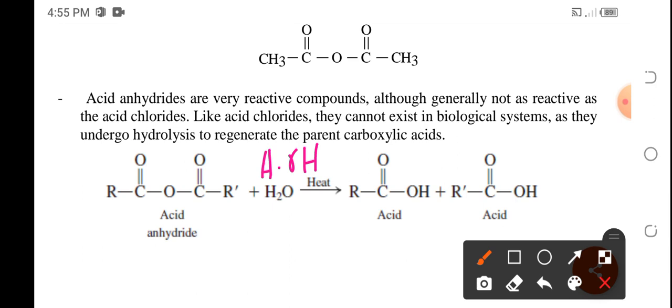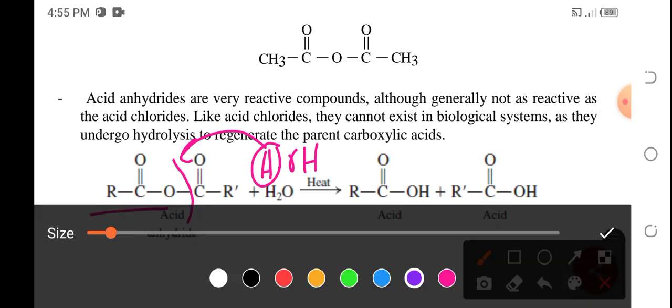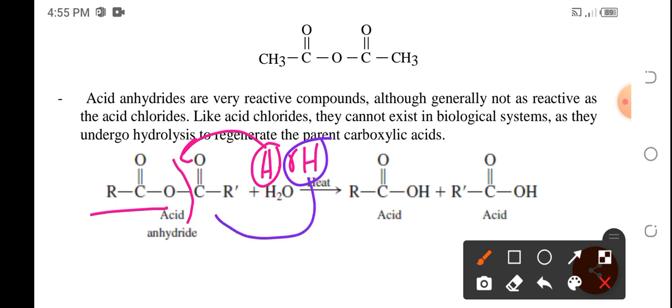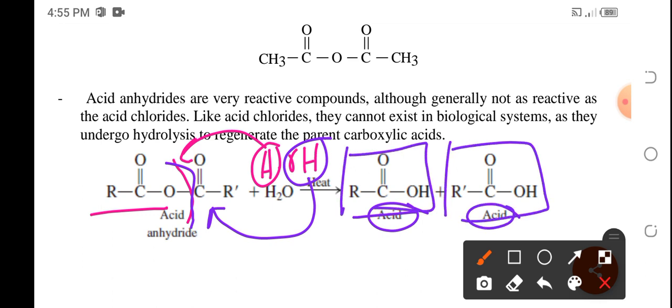So the mechanism is that the hydrogen will go back to the first carboxylic acid, and then the hydroxyl will go back to the second carboxylic acid, with this bond breaking. Therefore, we go back to the two individual carboxylic acids once these acid anhydrides react with water.